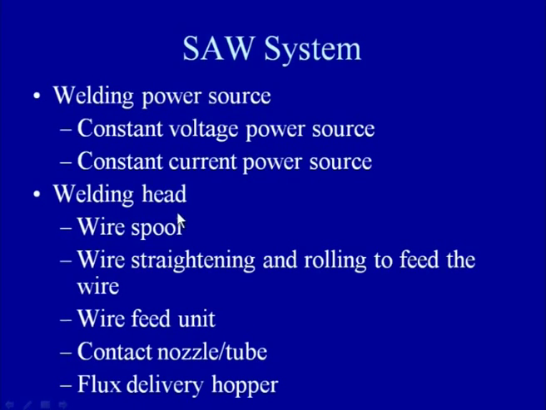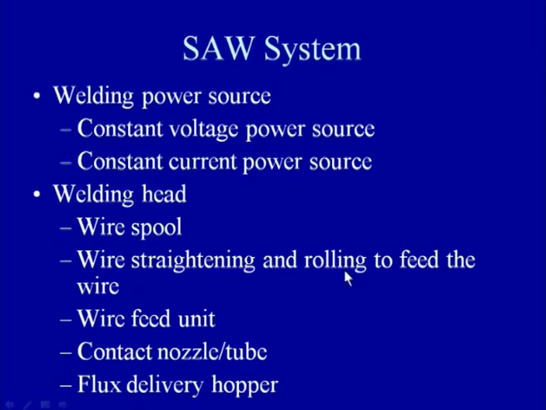Then another important component is the welding head, which includes the wire spool. The wire spool is nothing but the electrode which is wrapped in the form of a spool, and this is used continuously during the welding. So, wire, meaning the consumable electrode for the welding purpose, is obtained from the wire spool, and then this wire is first straightened and then fed through the rollers to feed into the arc zone.